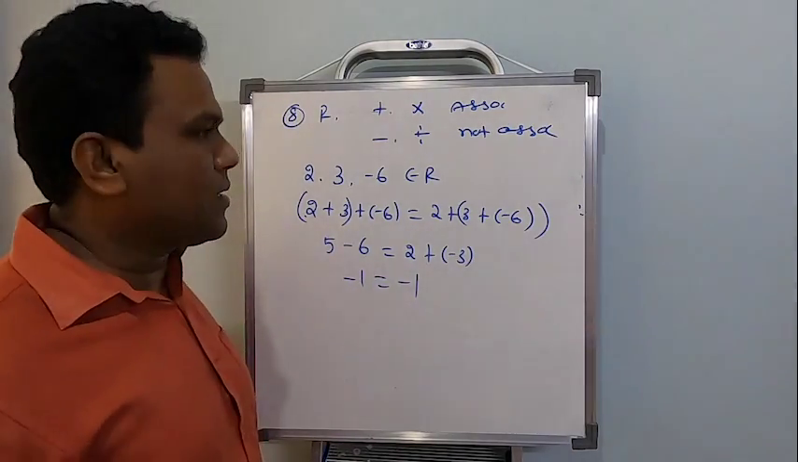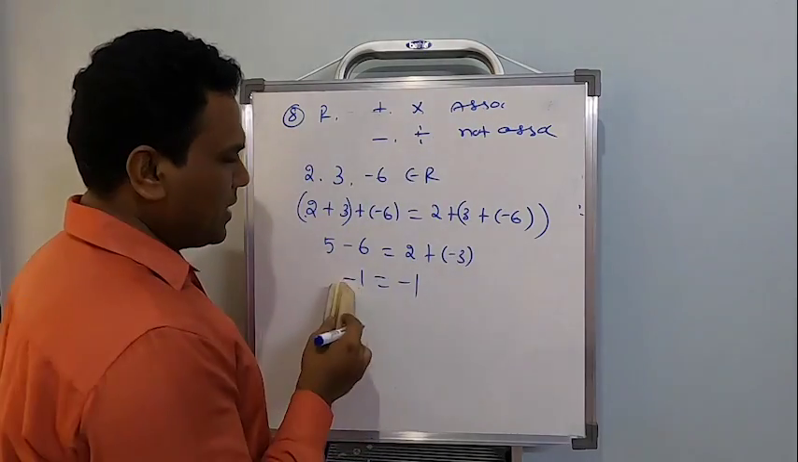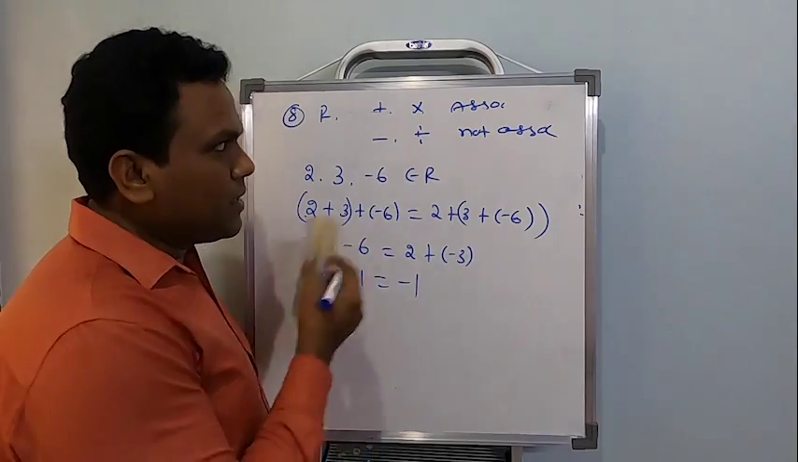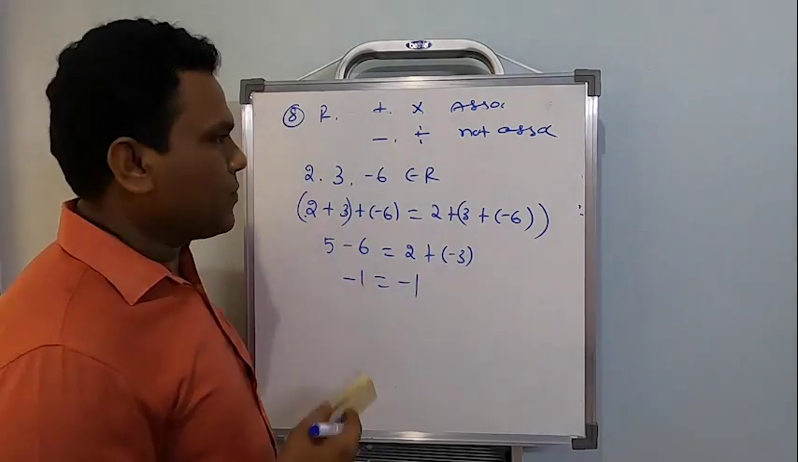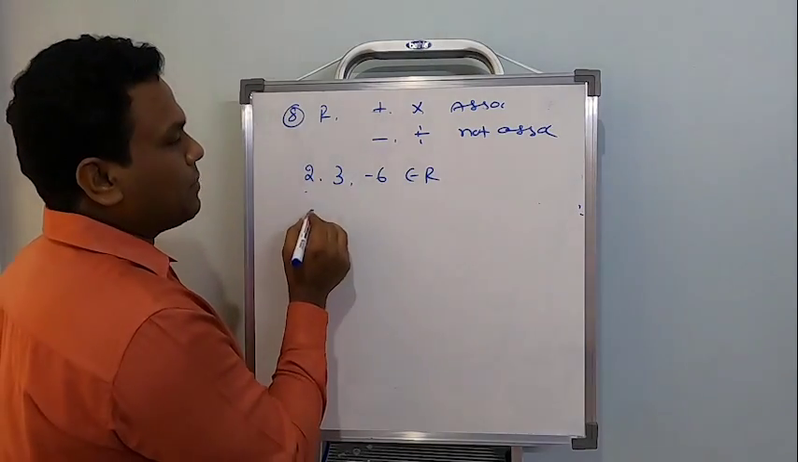So what do you notice from this? We have to show addition and multiplication are associative. Clearly LHS will be equal to RHS. Therefore addition is associative. For the same 3 elements you can apply associativity under multiplication.